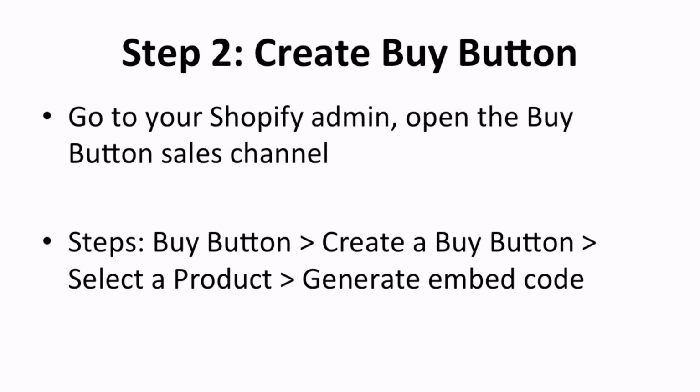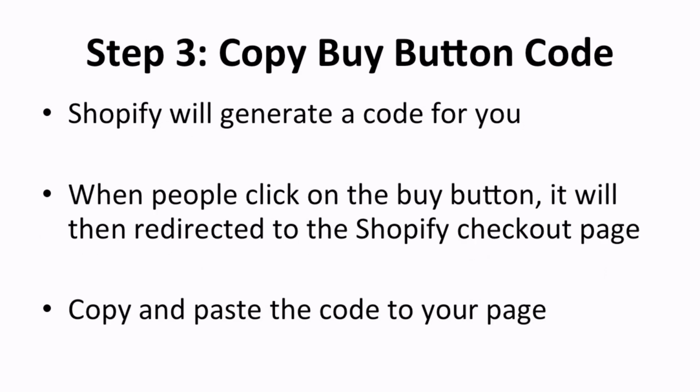On the Create a Buy Button page, you can actually customize the buy button according to your needs. You can edit the button's color, text, and appearance. For instance, if you feel that an orange color buy button would convert better than other colors, you can change it here. Once you're done with editing the buy button and have selected the product, double-check the price and design. Then, click on the Generate Embed Code button at the bottom of the page.